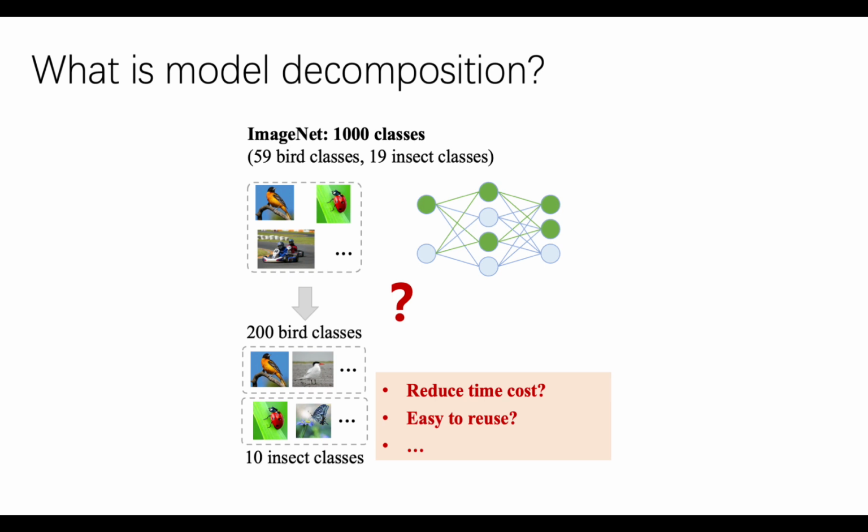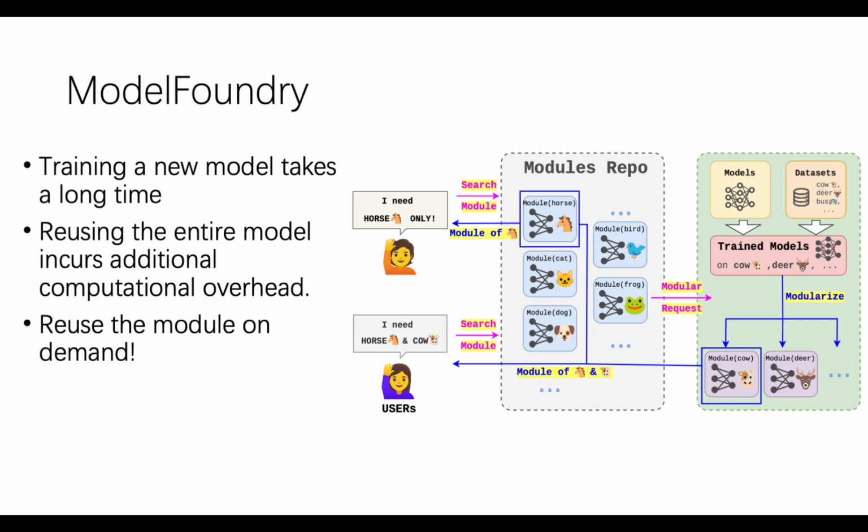However, unlike code, a deep learning model is a black box. We would like to use only a portion of the functionality through model decomposition. Let's start with a story. Suppose you need to recognize if the current picture has a horse in it. Typically, you have two options.